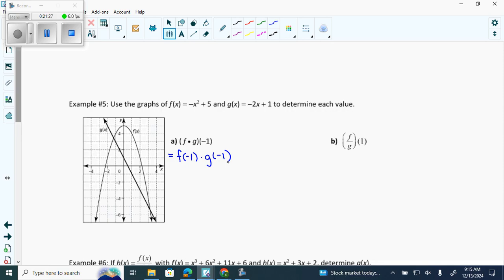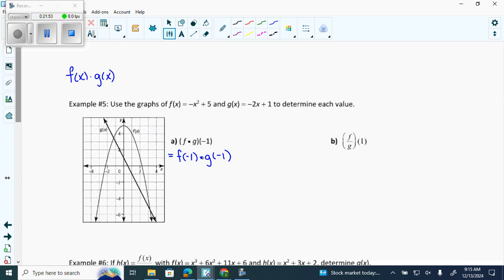So if we do f of x times g of x, we're getting the entire graph of those two functions multiplied. We agree? But if I do f of negative 1 times g of negative 1, I'm literally getting one coordinate off that graph. Do you see the difference? Because it's very important to notice the difference. One is the entire graph, so I put nothing in for x. The other, I'm just getting a coordinate off that multiplication graph.